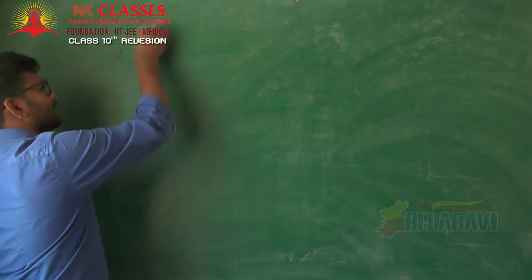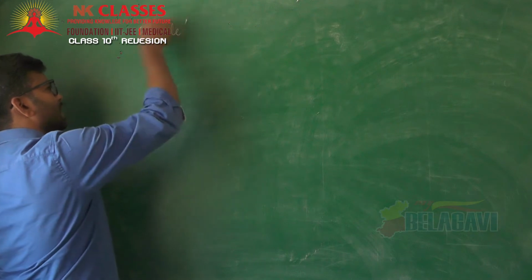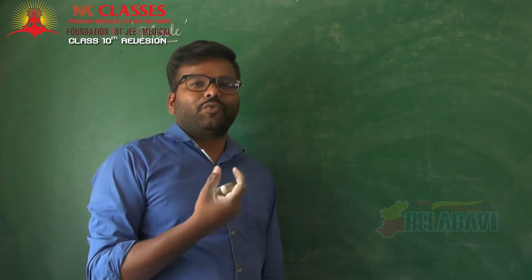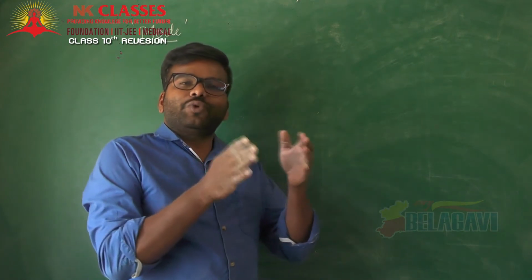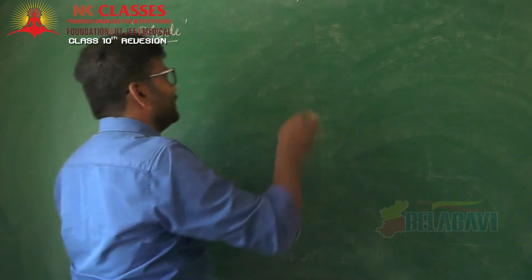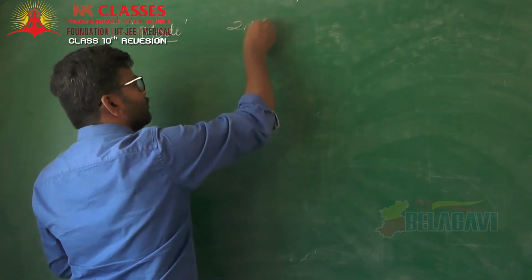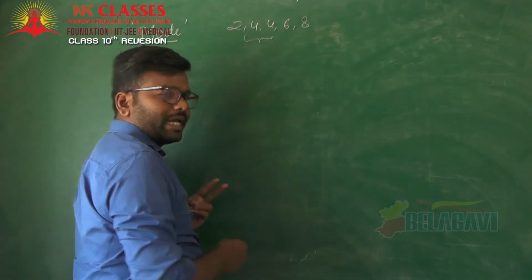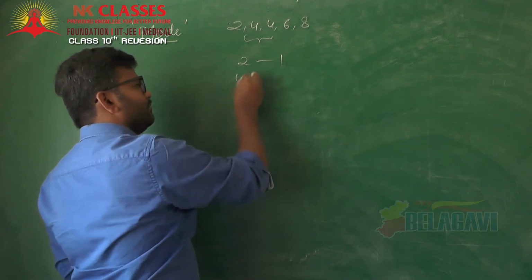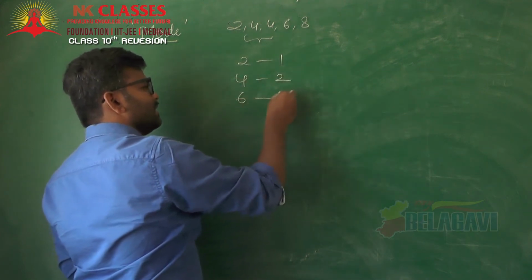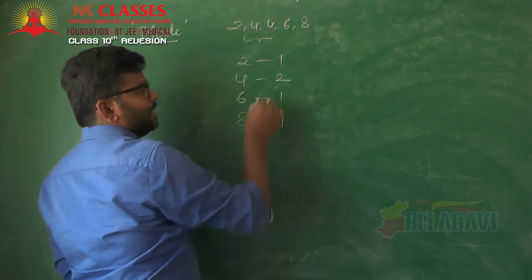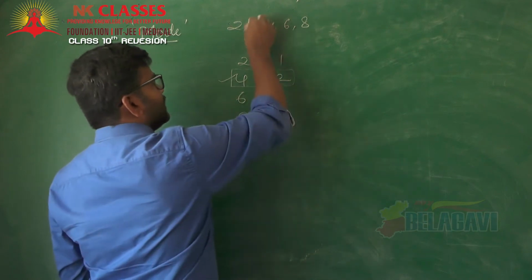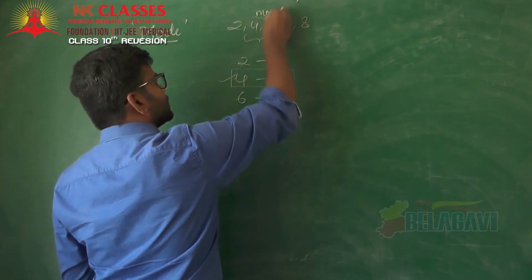So today's topic is mode of a class. Mode in case of ungrouped data, we know, is the number which is repeated more number of times. For example, if I have the numbers 2, 4, 4, 6, 8, in this the number 4 is repeated 2 times. That means 2 is there only 1 time, 4 is there 2 times, 6 is there 1 time, 8 is also there only 1 time. So the number which is repeated more number of times is called the mode. So in this data the mode is 4.